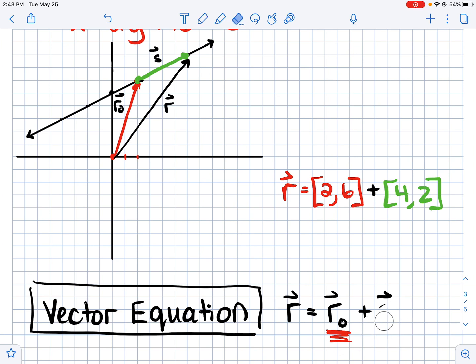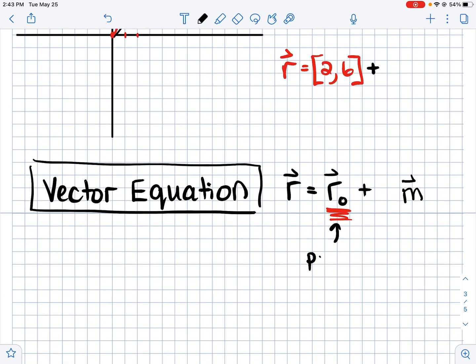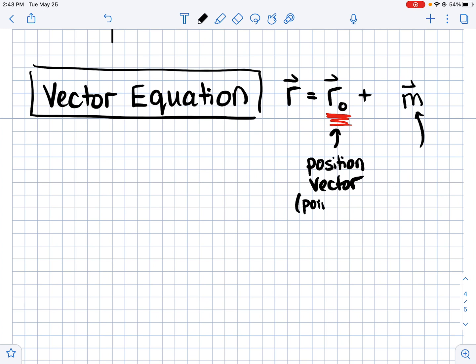So instead of this S vector, we're going to call it a direction vector. I'm going to use an M to represent it instead. So this is our position vector. I should write this down. So that's a position vector, so it goes from the origin to a point on the line. I'll say it's a point on the line. And I'll call this the direction vector.